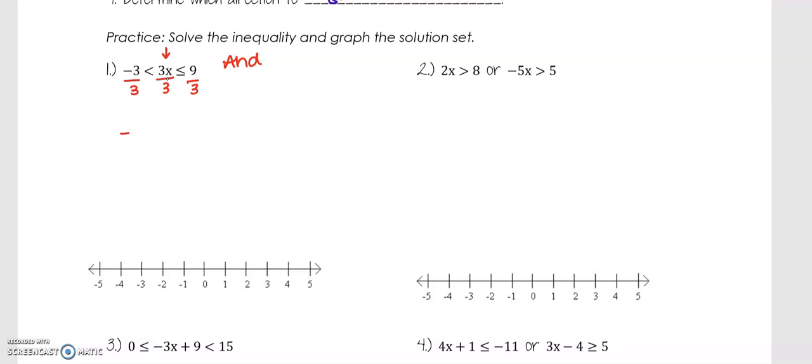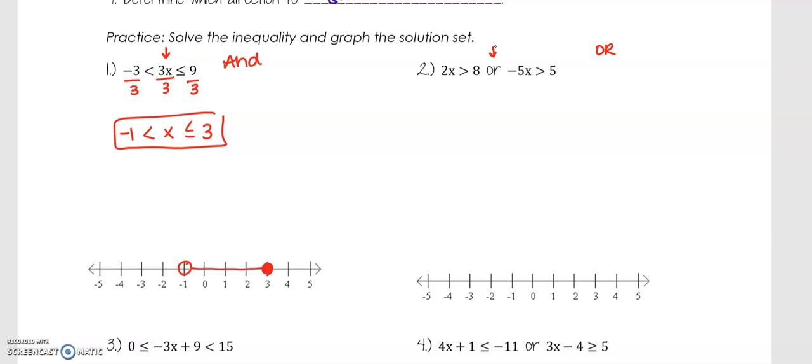Negative 3 divided by 3 is negative 1, which is less than x, which is less than or equal to 3. Once that variable is by itself, I have my final answer, my final inequality, and then we'll graph this. Open circle on negative 1, closed circle on 3. It's an and inequality, so I'll connect our points. Any solution between negative 1 and 3 would satisfy this inequality. That's what it means.